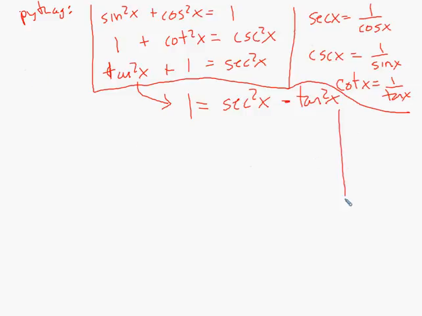Then you have your tangent identities. Tangent equals sine over cosine. And cotangent equals cosine over sine. Okay? So, Pythagorean identities, these are your reciprocal identities. And these are your tangent identities.